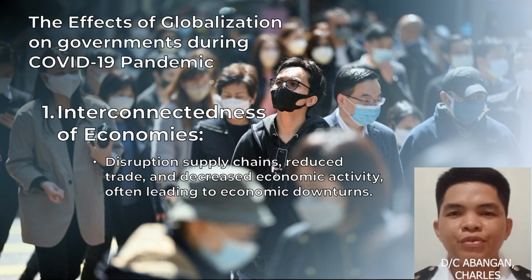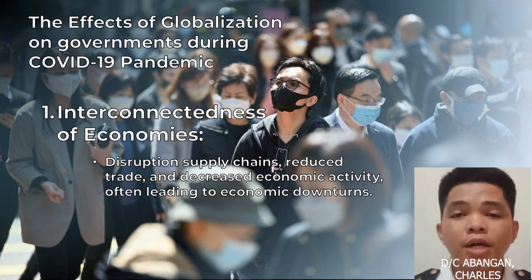Globalization has played a significant role in shaping how governments respond to the COVID-19 pandemic. Here are some effects of globalization on governments during this crisis. 1. The interconnectedness of economies. Globalization has led to deeply interconnected economies, which meant that disruptions in one part of the world quickly affected others. Governments had to manage the impact of disrupted supply chains, reduced trade, and decreased economic activity, often leading to economic downturns.